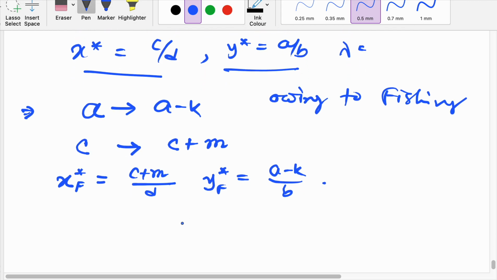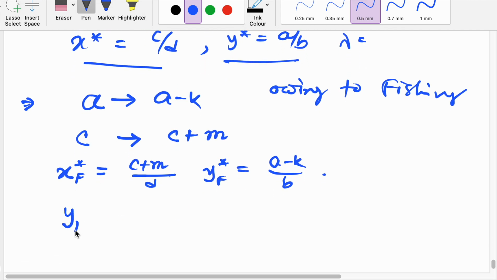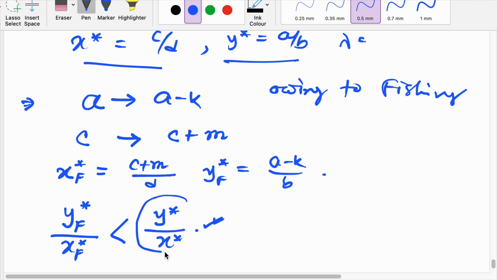Now you will find that the relative abundance, or relative number of individuals, of y relative to x is lesser than y star by x star. So that is the thing. That's how he says that in the absence of fishing, the relative abundance of y, that means the predator, will increase. So that's how it is solved.